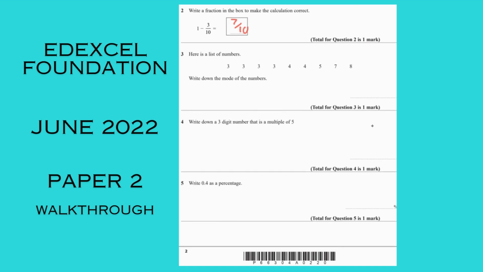Mode is most common. Thankfully, they've given us a massive hint by putting them in order. And so there are 4 3's. So 3 is the most common number.